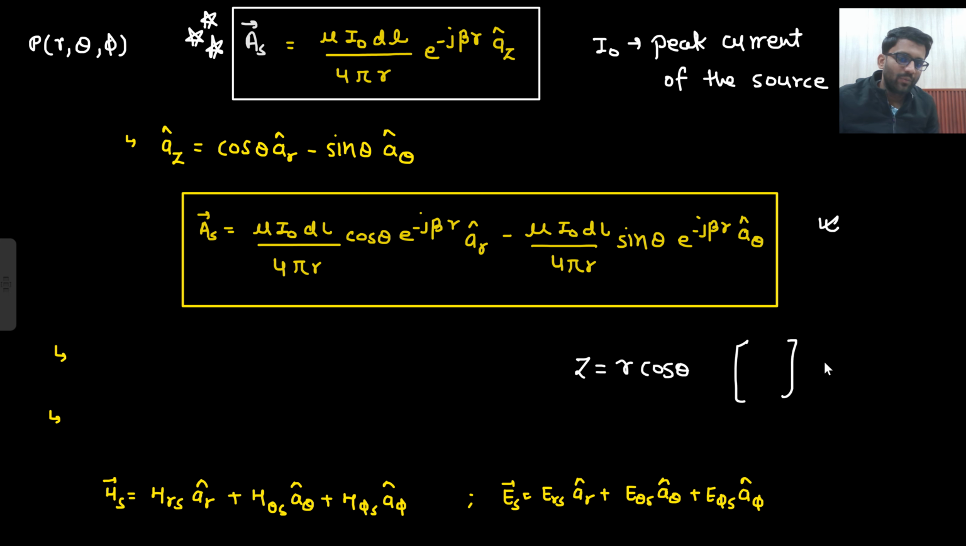Then I will have to make a matrix. Here what will come? R, theta, phi. Here what will come? AX, AY, AZ. Right? Z is equal to R cos theta. So here cos theta will come.